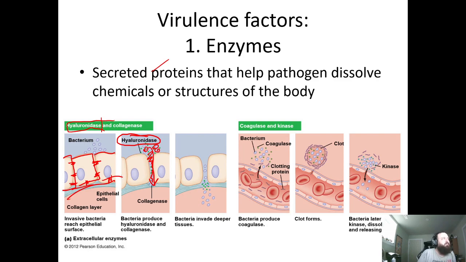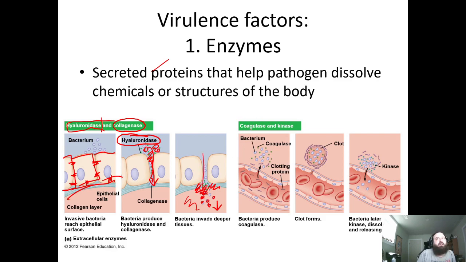At the basement membrane, which you recall is mostly made up of collagen, the bacteria will start producing collagenase, and collagenase will then digest the basement membrane, which will give the bacteria access into the underlying connective tissues, which is where they want to be, where all the good nutritious stuff happens to be. So hyaluronidase and collagenase are two examples of virulence factors that help the bacteria gain access to the inside of the body.